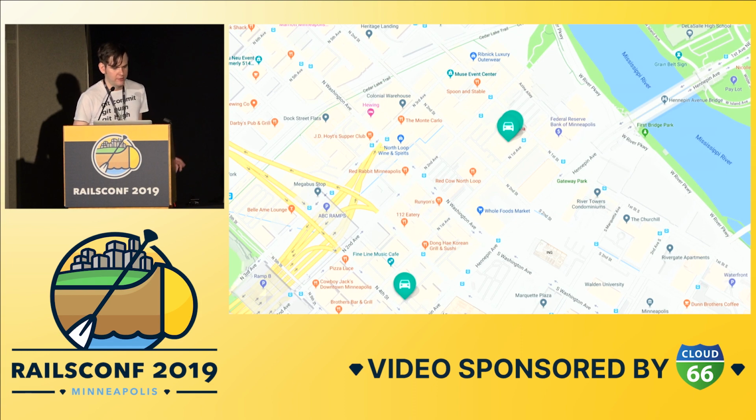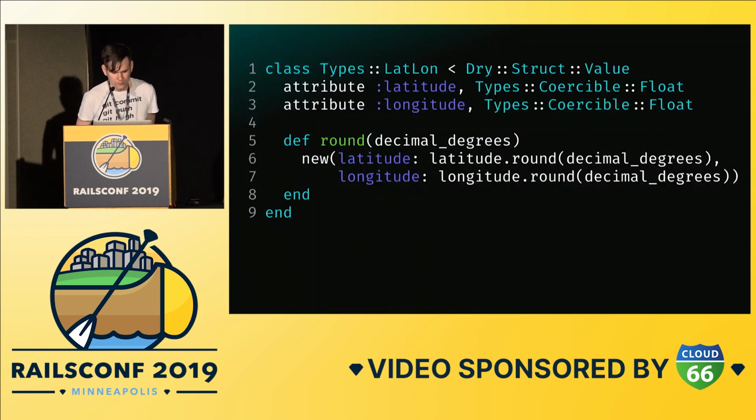But where do I do this rounding? Well, we have a dry struct in our application that models coordinates. Shout out to the DryRB team. We love you. We use a lot of your stuff in the Discovery API. So we can easily stick a round method in here. See at line 5, we just pass in precision. We get a new instance with the latitude and longitude rounded to what we say. Pretty straightforward.